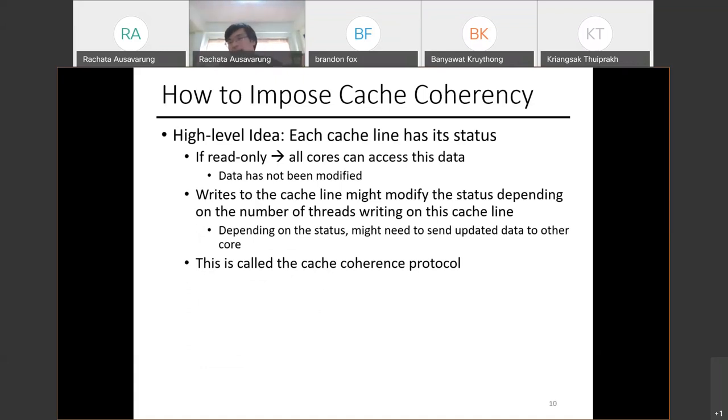So right now, let's talk about high level idea before we dive deeper. High level idea is each cache line will have its own status. If the cache line is read only, what do they mean? It means I can read, I can access the data because the data is not modified. Everyone can access it, and you are guaranteed that's the most updated version of the data because the data is read-only, so everyone has access to the data, and it will be the most updated version. Any questions so far?